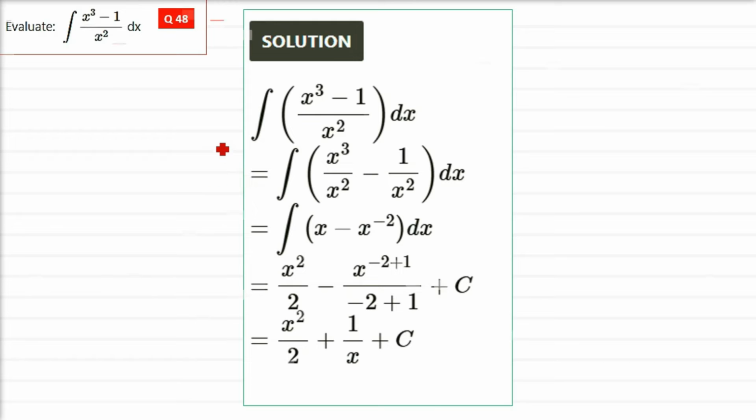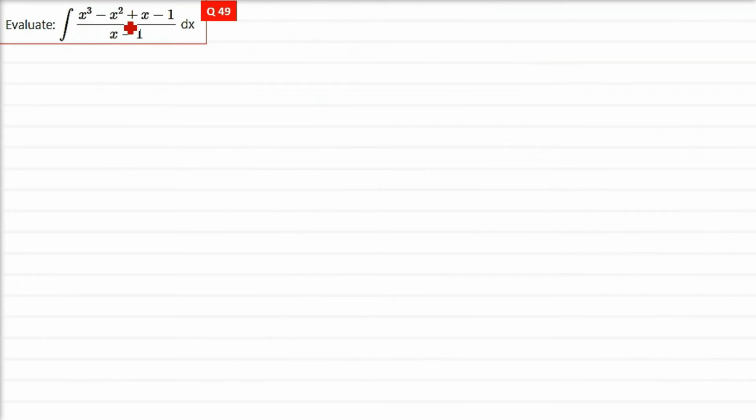Just separate them out in two parts. Here it's an observational question. If you observe very closely, x minus 1 can be achieved from the numerator, because in this x cube minus x square, if you take x square common from the first two terms, x minus 1 will come. The x minus 1 remains untouched.